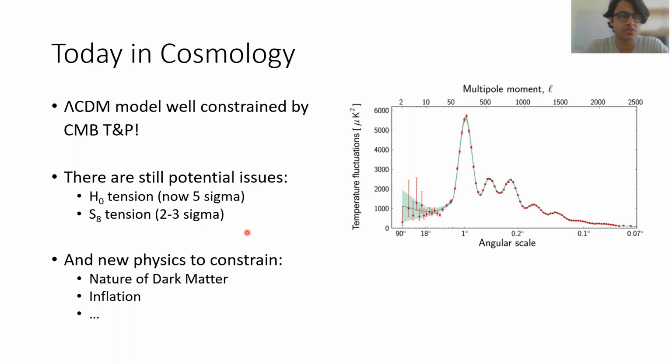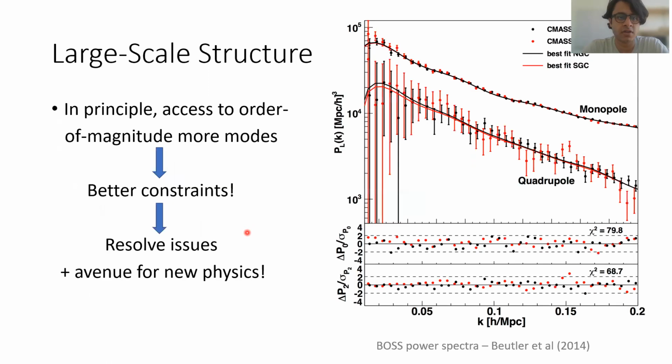So today in cosmology, the state-of-the-art constraints on cosmological parameters are obtained using the CMB temperature and polarization data. However, there are still potential issues. There's the H0 tension, S8 tension, and a wealth of new physics that remains to be constrained. Now, large-scale structure data offers a way to probe these questions. Since large-scale structure surveys can in principle access an order of magnitude more modes, there's an avenue to resolve these current tensions and constrain new physics.